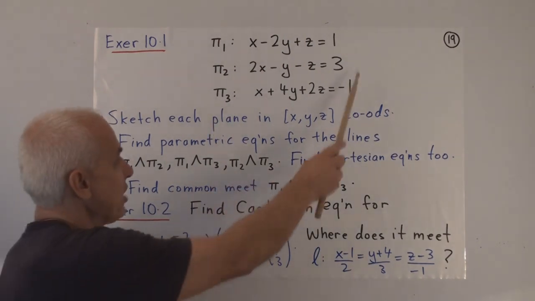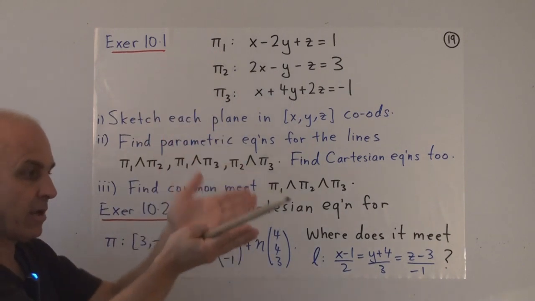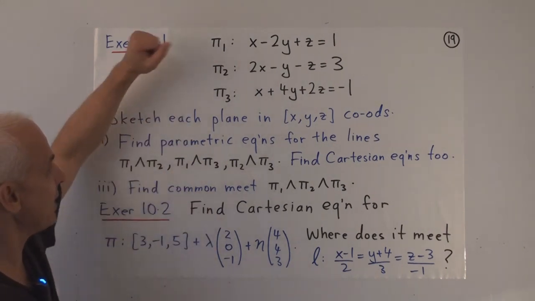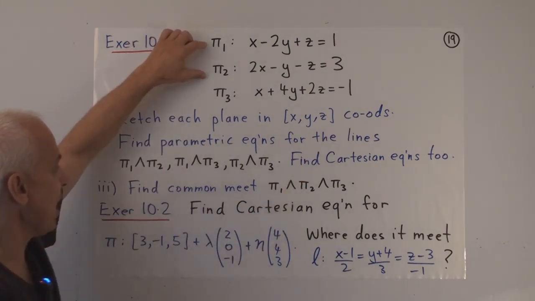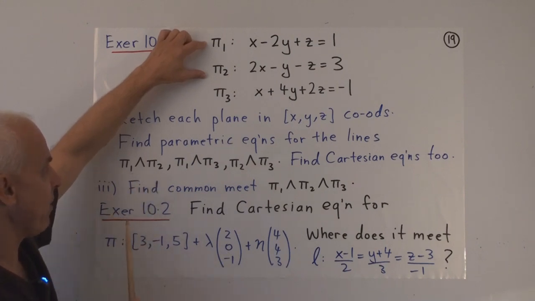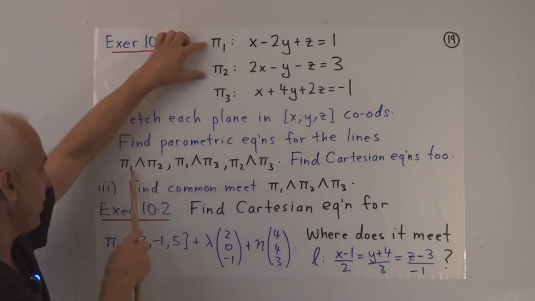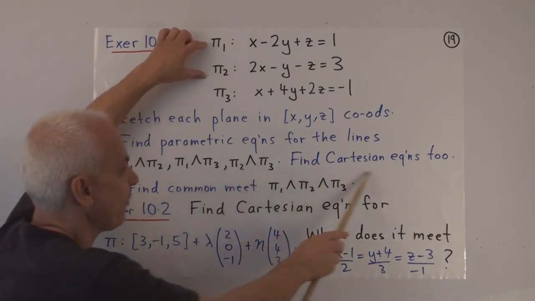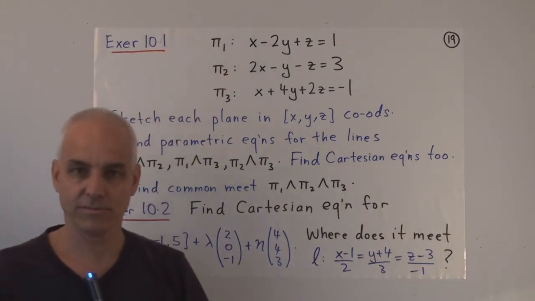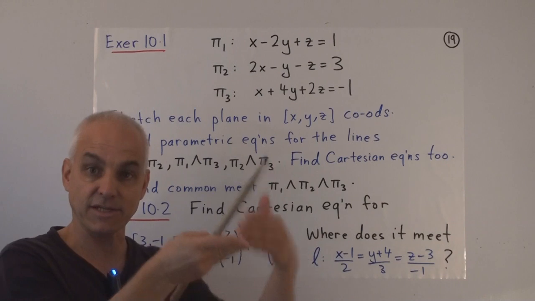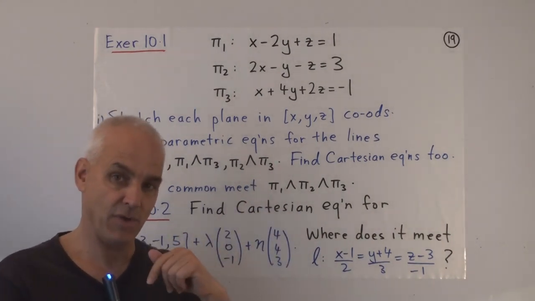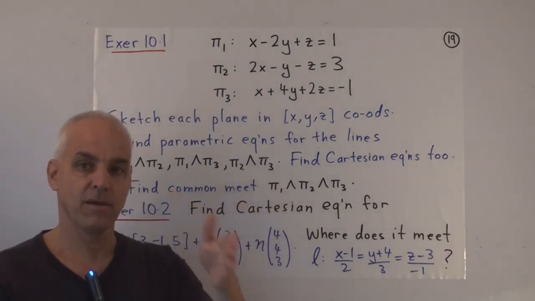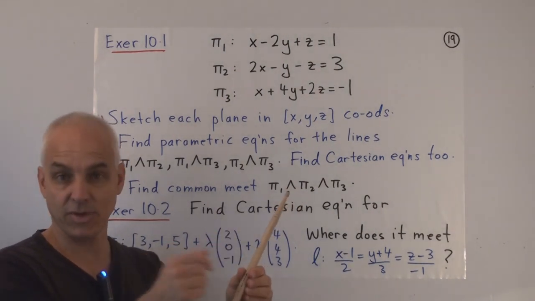Secondly, find parametric equations for the lines obtained by meeting any 2 planes. So any 2 of these planes meet in a line, we expect, and I want you to find parametric equations for those lines. Let's call, say, the meet of pi 1 and pi 2, pi 1 wedge pi 2 with a down wedge. And here are the 3 meets, and also find Cartesian equations for these lines as well. So you want to understand the 3 lines formed by these 3 planes. Parametric and Cartesian equations for those lines, please. And find the common meet between the 3 planes. So that'll be the place where these 3 lines also meet.